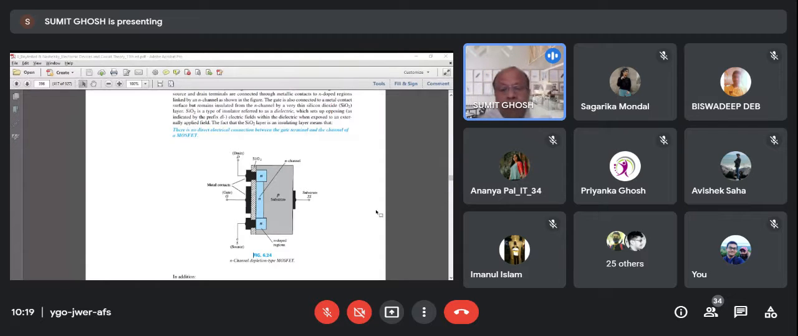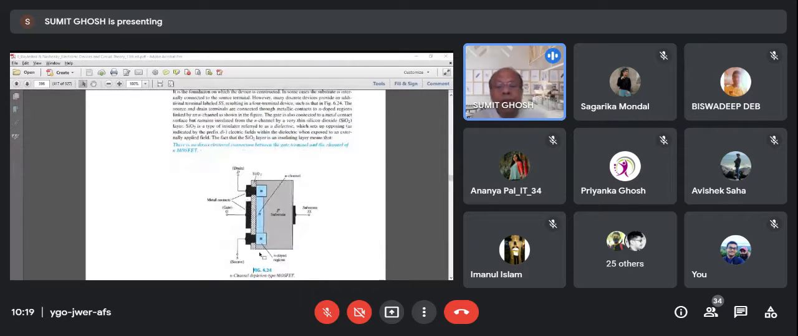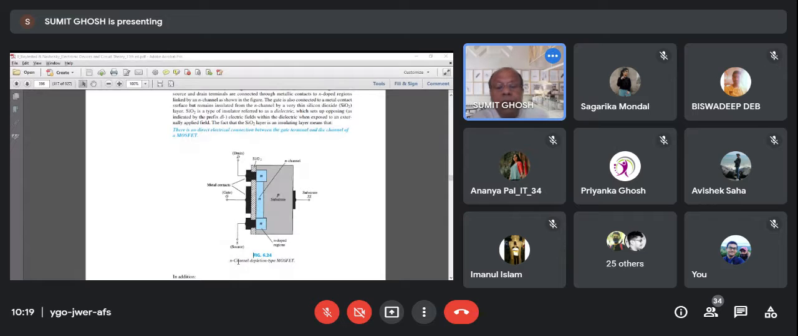So here, first of all, we will study the depletion type MOSFET. So our first type of MOSFET will be the depletion type MOSFET. Why is it called depletion type MOSFET? Everything will become clear to you. And in depletion type MOSFET, there can be 2 types: N channel or P channel. Like in JFET, it can be N channel, P channel. Similarly, depletion type MOSFET can be N channel or P channel.